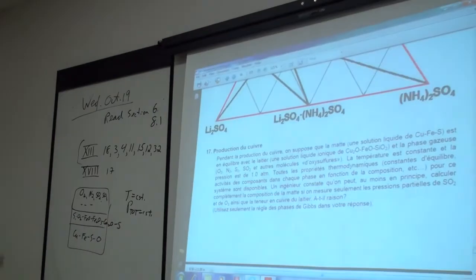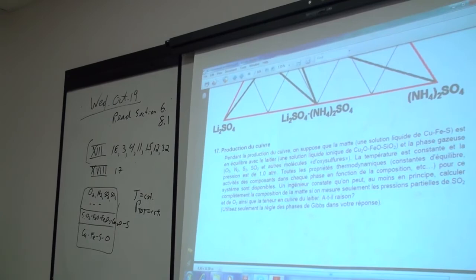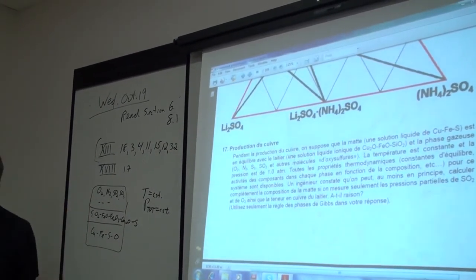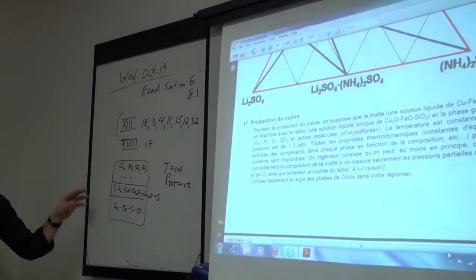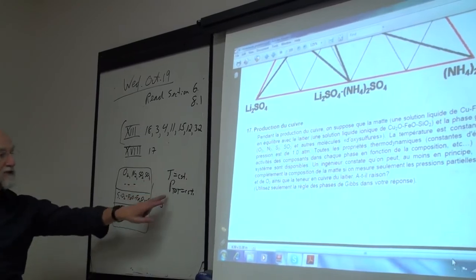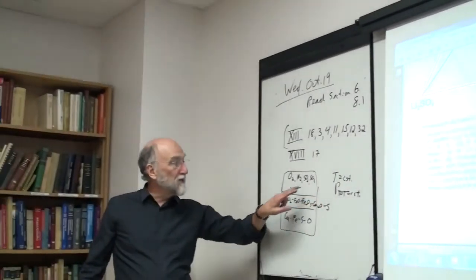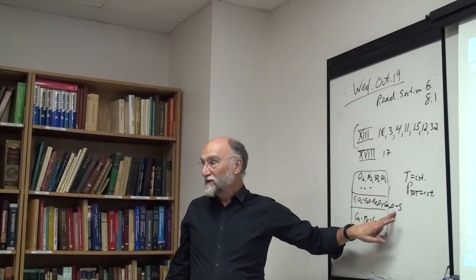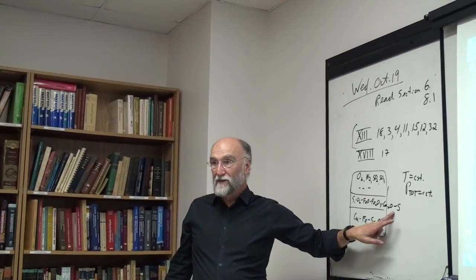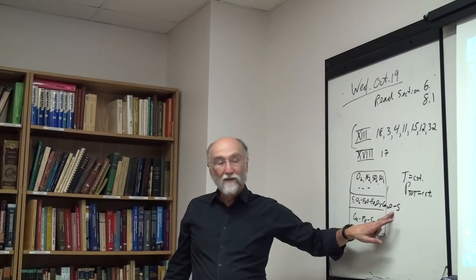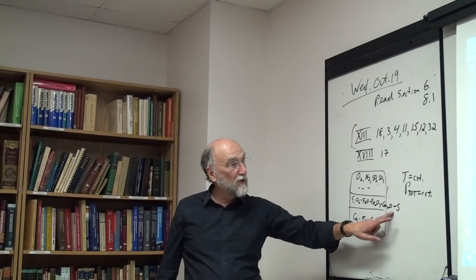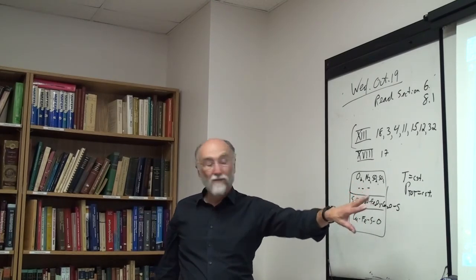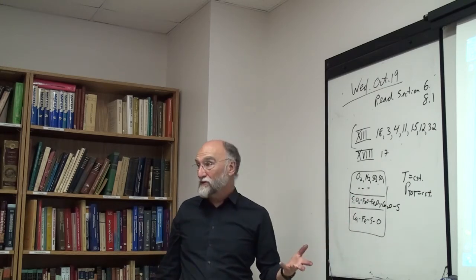Another way of putting it would be the following. Suppose I have two systems, and these two systems have the same temperature, the same pressure, the same PSO2, the same PO2, and the same sulfur content of the slag. Then according to the phase rule, they're exactly the same. All the phases have the same composition.